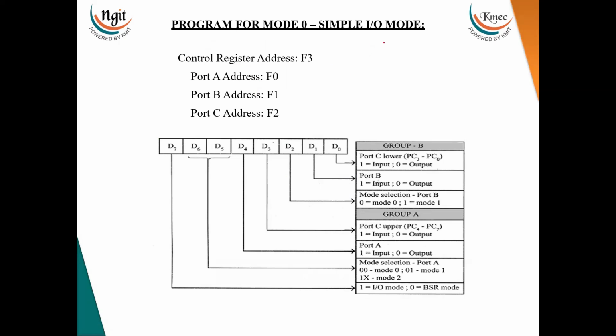We already know that we can operate 8255 in two different modes: one is the bit set reset mode and another is the IO mode. And in IO mode, three different modes are there: mode 0, mode 1 and mode 2. Here I'll explain one program using mode 0, simple IO. To write any program, you should know how to write the control word, and you should know that the control register has an address. Similarly, port A, port B, port C also have addresses.